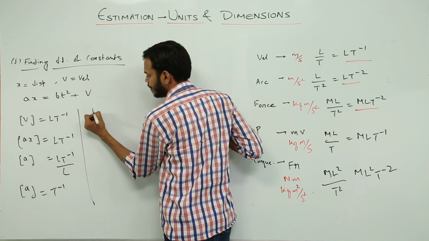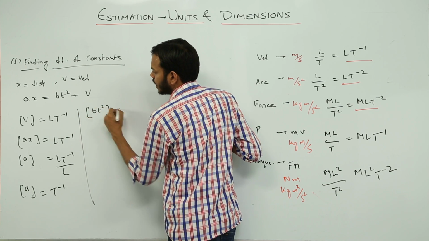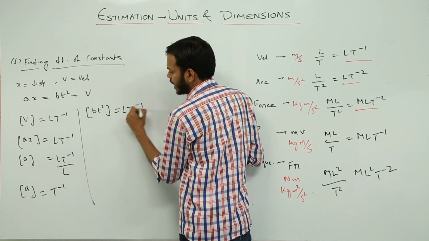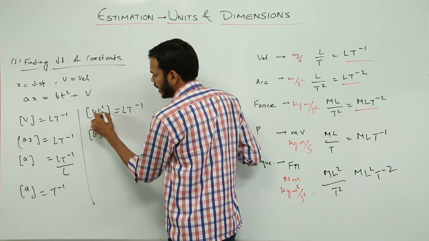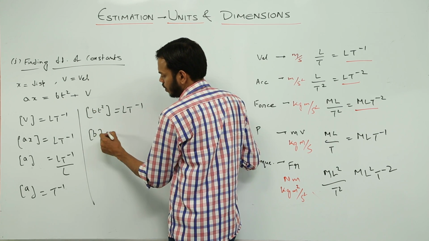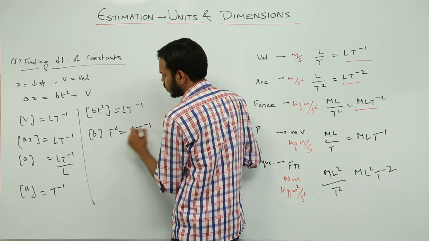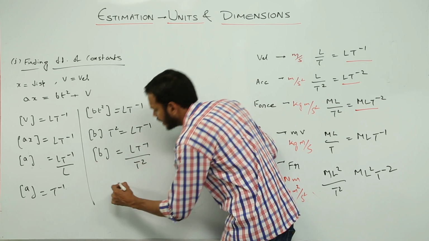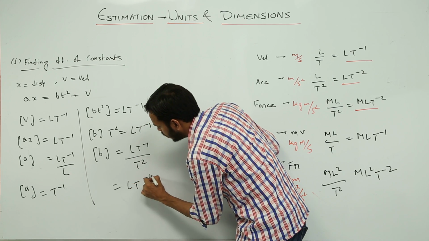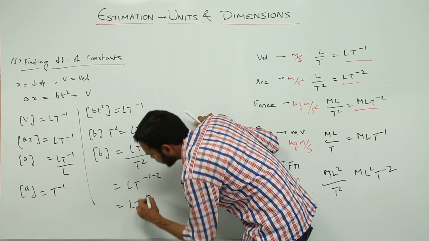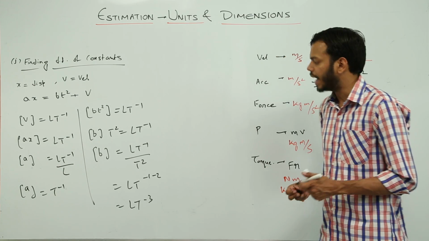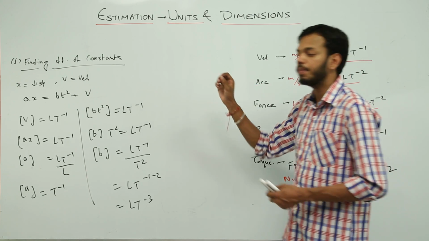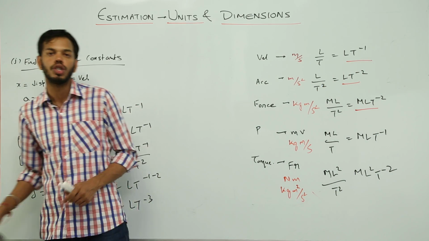For BT², again this has to be equal to LT⁻¹. So the dimensional formula of B into T², where T is time, is equal to LT⁻¹. B is equal to LT⁻¹ over T². This gives me LT⁻¹⁻², which is LT⁻³. This is how we do it. We can find the dimensional formula of any constant given to us in any equation by applying the principle of homogeneity of equations.